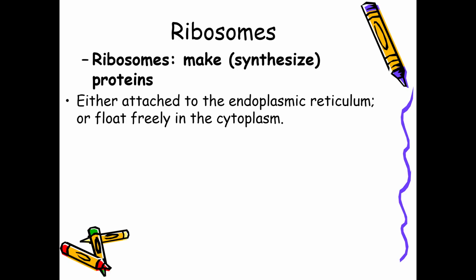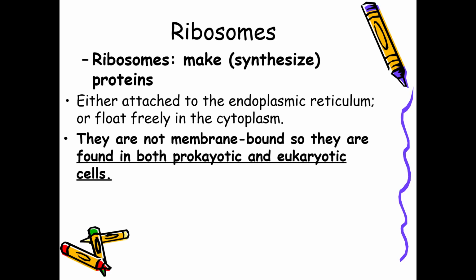And they also can just be in the cytoplasm, which is why we can have them in prokaryotes, right? Prokaryotes don't have an endoplasmic reticulum, but they still have ribosomes. So they're not membrane bound, so they're both found in prokaryotic and eukaryotic cells. You should already have this written down. You do not need to write it again. The only thing you needed to write on this slide was ribosomes.